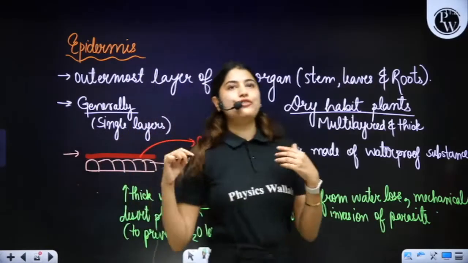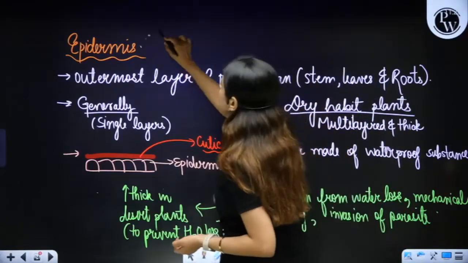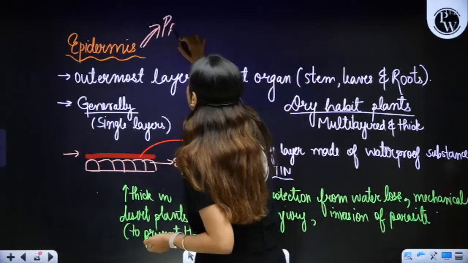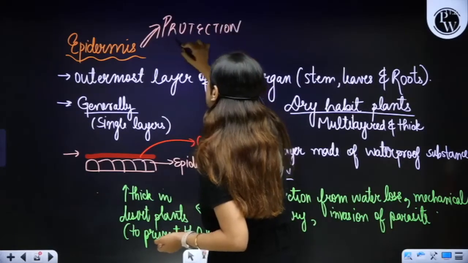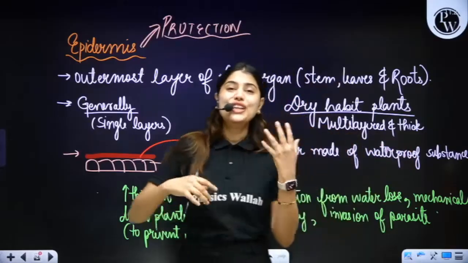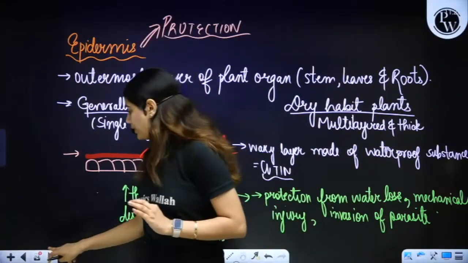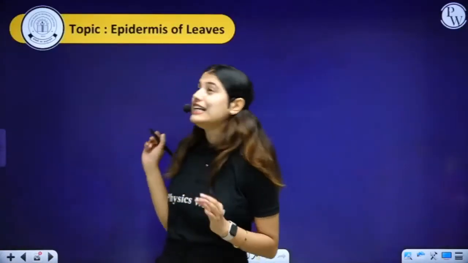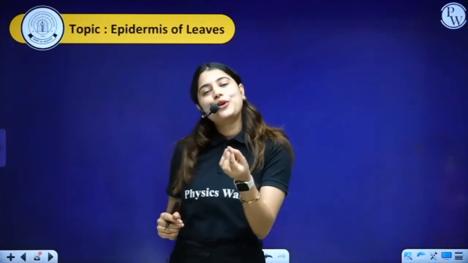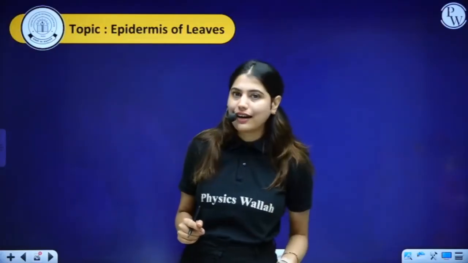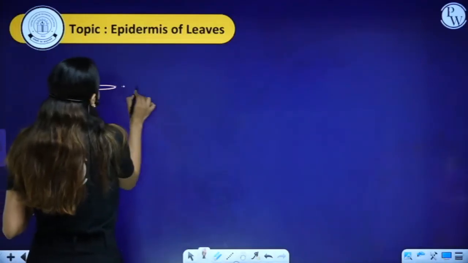Now, obviously, the function of this epidermis is basically protection. It is helping in protection. Since the function of the epidermis is protection, the cells are continuous with no intercellular space. But if we talk about the epidermis of the leaves, they have small pores in them, and those pores are called stomata, right? So if we look into the epidermis of the leaf, let's say this is my epidermis.